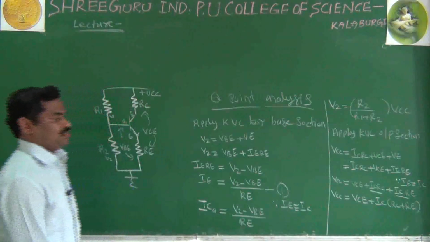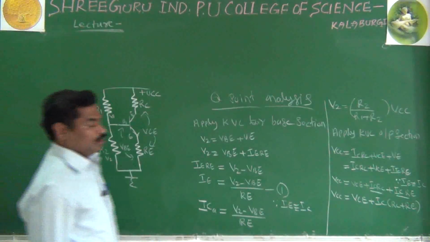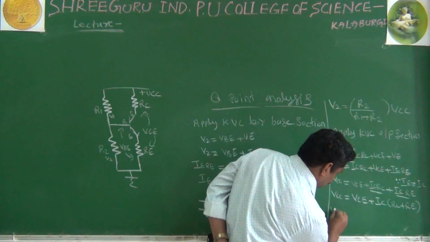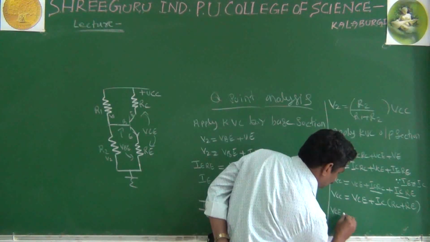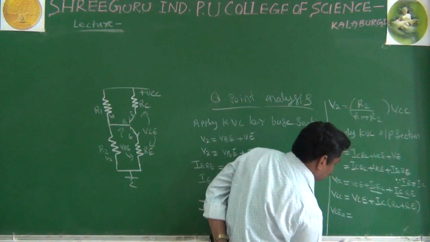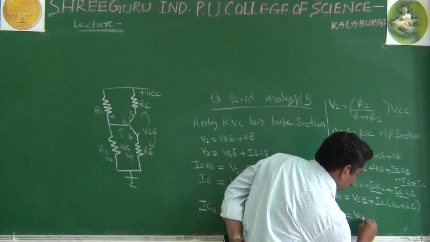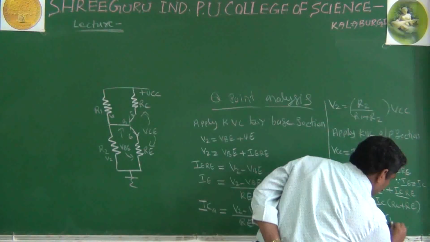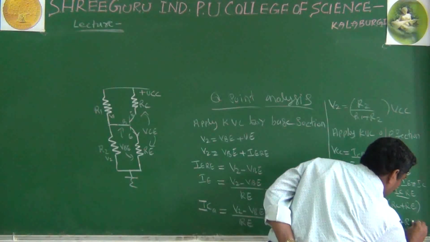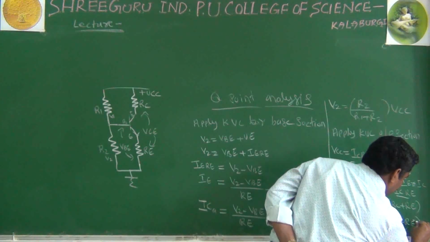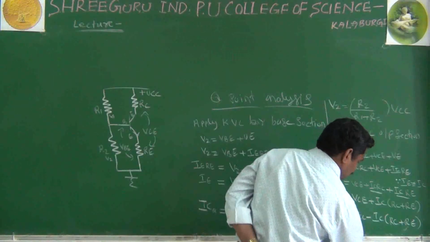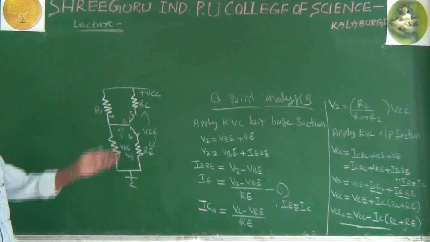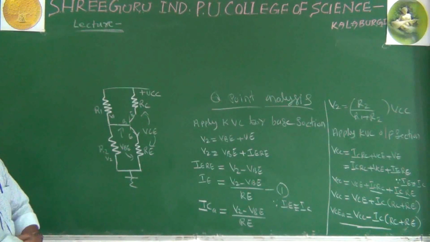And as I said, we want the output voltage. The output voltage is given by VCEQ, which is VCC minus IC into (RC plus RE). This is nothing but your Q point analysis. It means this is also a question I will ask in your exam, a 3-mark question.